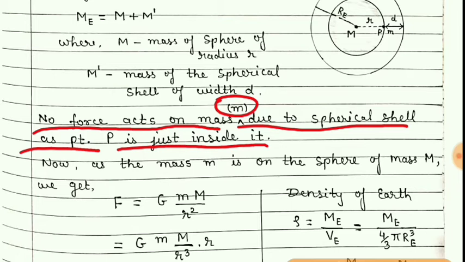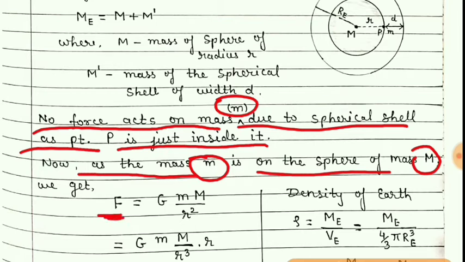Now as this mass m is on the sphere of mass capital M, the force acting on it is given by F is equal to G, mass of the particle at point P, times the mass of the solid sphere, upon distance square. So here we have applied the universal law of gravitation.